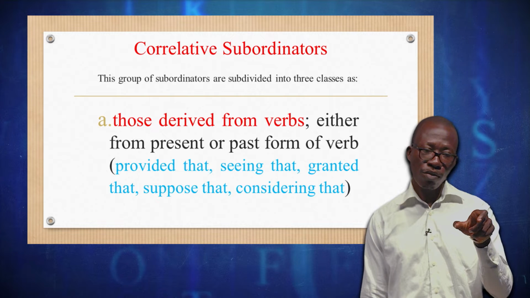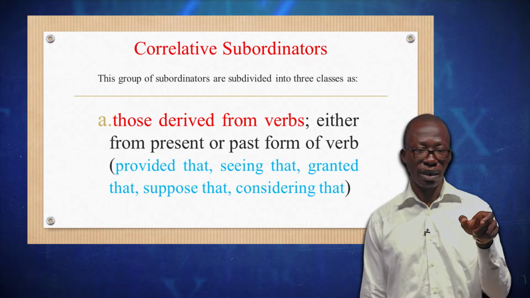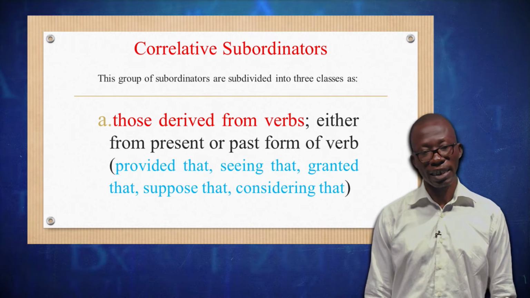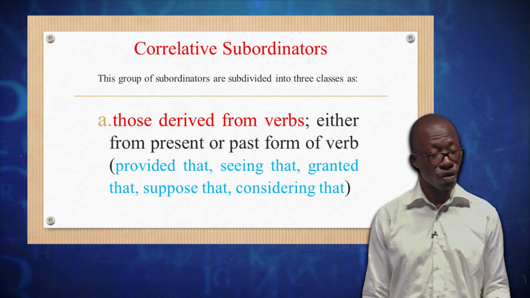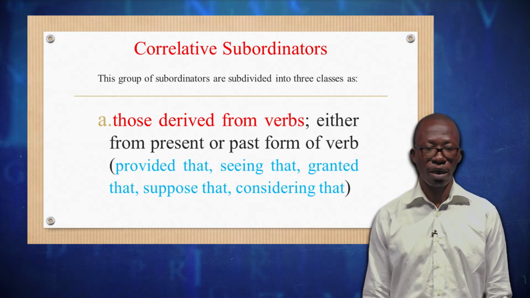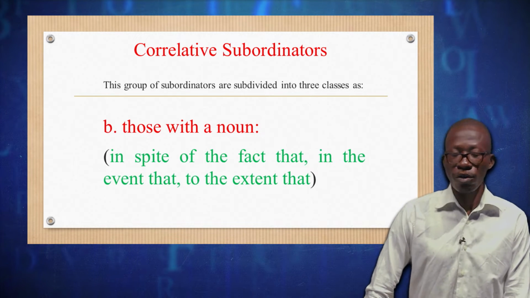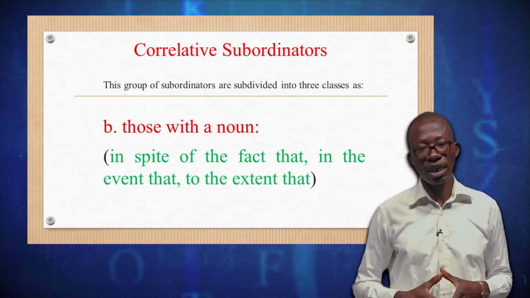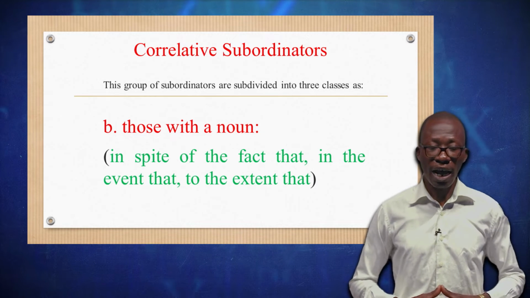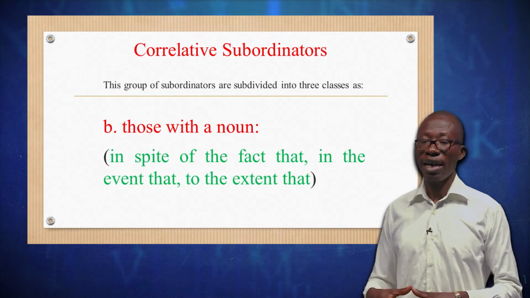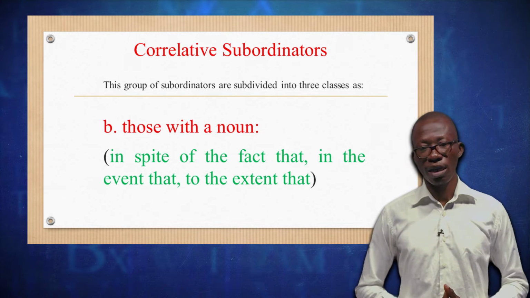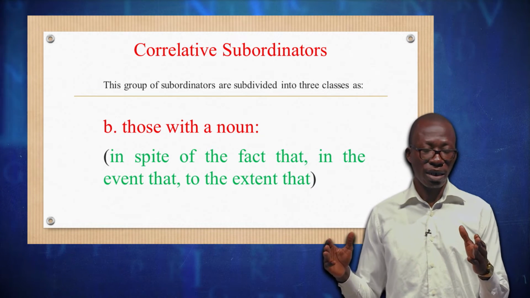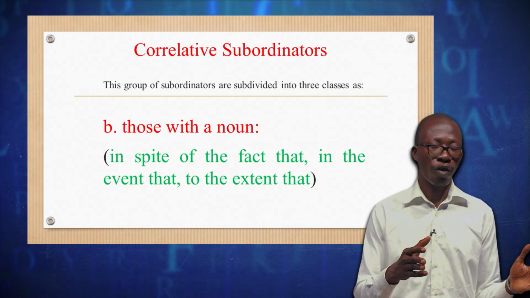So this group is made of verbs either coming from the present or the past form, with that being part of it. We realize that most of them are made of 2 words or 2 expressions. Then we have the B, those with a noun. So we have another group of correlative subordinators that has a noun being part of that subordinator. So we have, in spite of the fact that, so we have the noun there, the fact. Then we have in the event that, so we have the noun, the event. Then we have to the extent that, so we have the noun, the extent. So this is also another class of correlative subordinators.